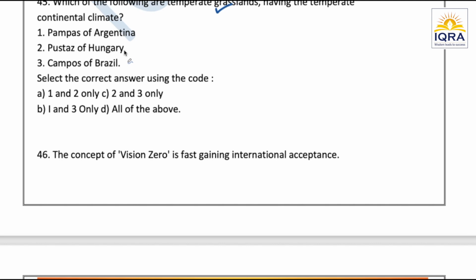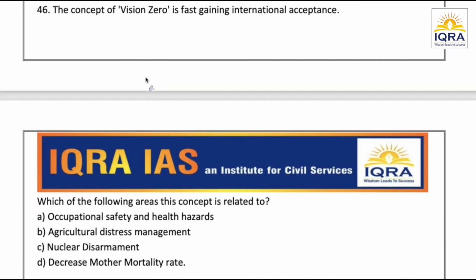Second is talking about Puszta in Hungary. Yes, they also have a temperate continental climate. Third is talking about Campos of Brazil. No, no, no. They belong to tropical savanna grasslands. Hence, for this question, option A becomes the correct answer. That is Pampas of Argentina and Puszta of Hungary, right? Moving on to the next question.